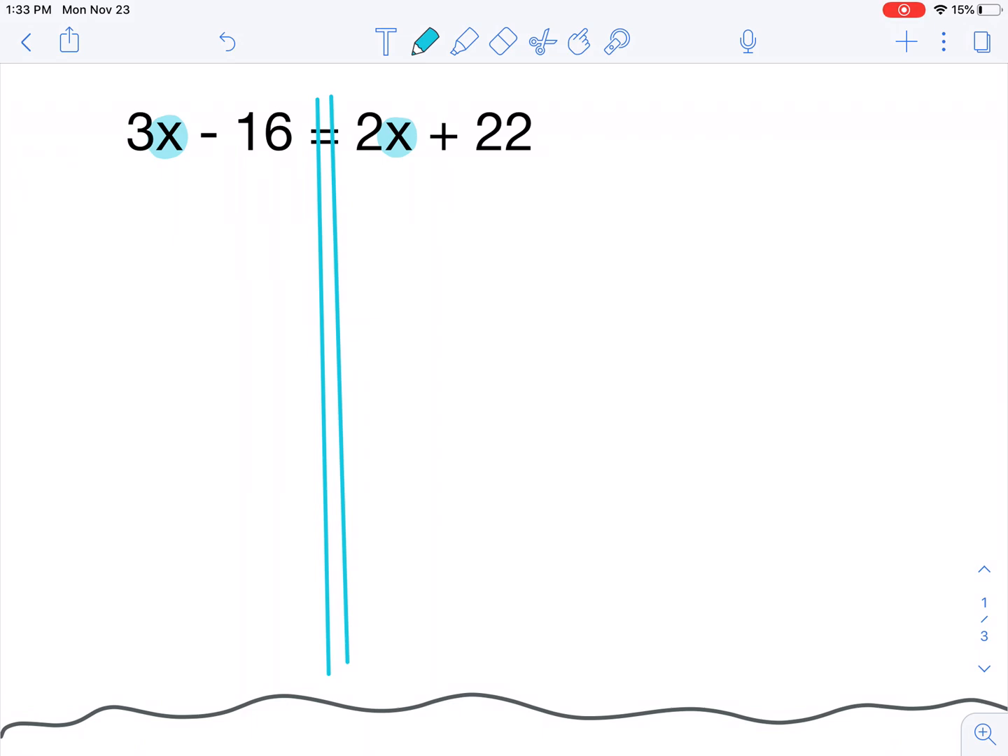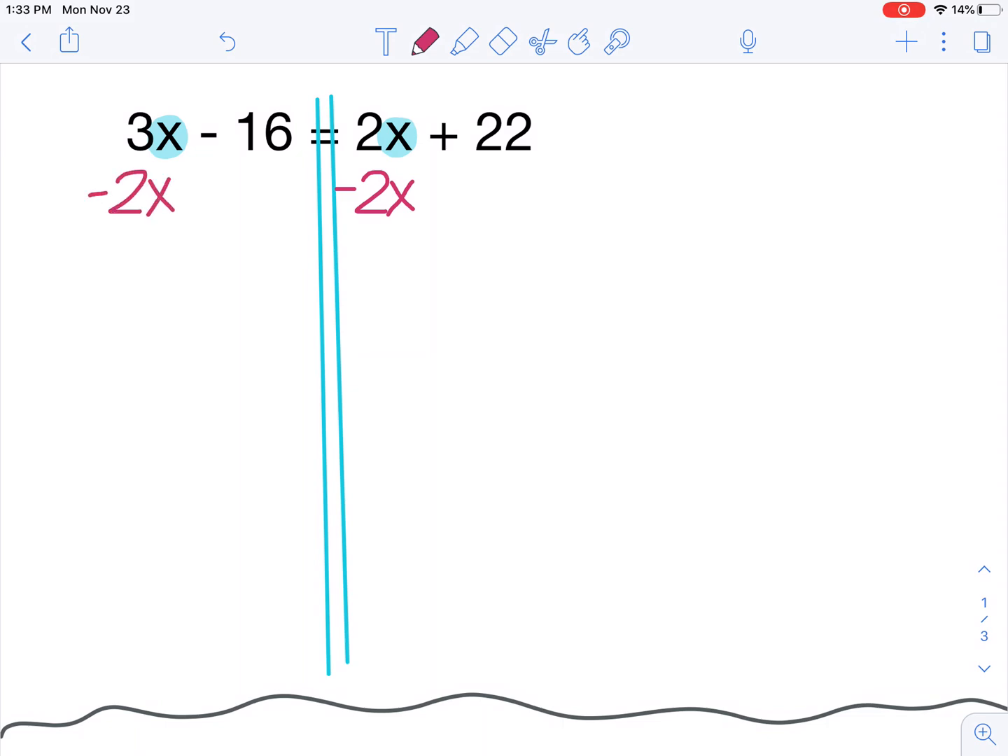The first thing that I need to do is think about my inverse operations to subtract the smaller variable to the other side of the equation. I can't have x's on both sides of my equation. There's no way that I could get it by itself in that case. So I see 3 x's on the left and 2 x's on the right. The first thing I'm going to do is subtract 2 x's from both sides of my equation.